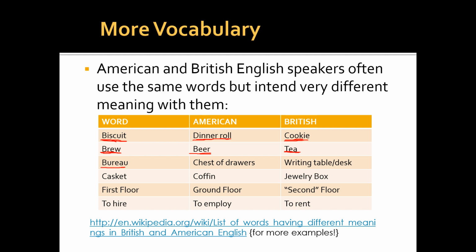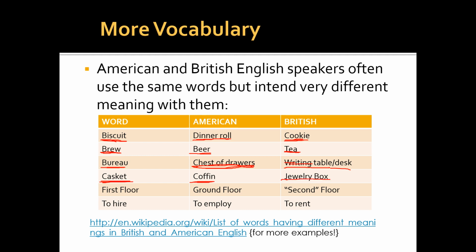Then we have bureau, the chest of drawers, whereas the Britishers say writing table, or maybe a table or a desk. Writing table or desk, okay? Then we have casket. In American English, they say it's a coffin, where we put all our jewelry and stuff. The Britishers say it as a jewelry box. As I said, we put our most valuable things in.